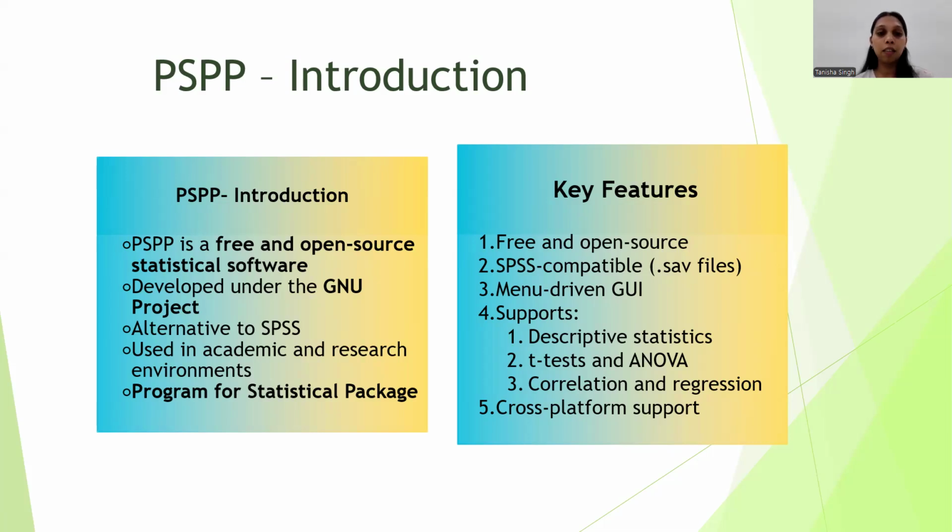An alternative to SPSS, used in academic and research environments, is a statistical package program. PSPP is free and open source. It is an alternative to SPSS, which is paid. What are the features? It is free to use, and compatibility-wise, they are equal to SPSS.